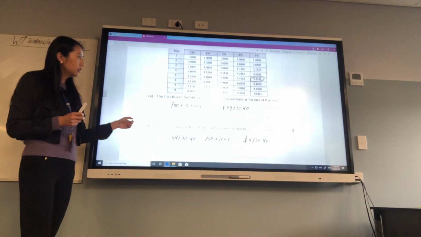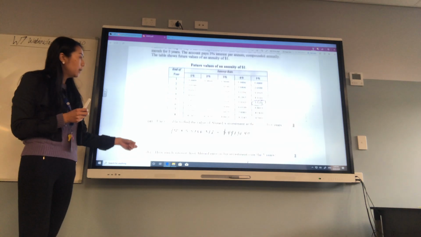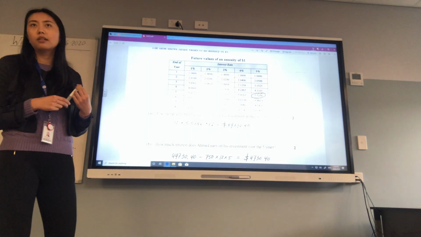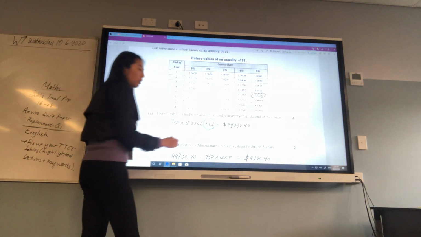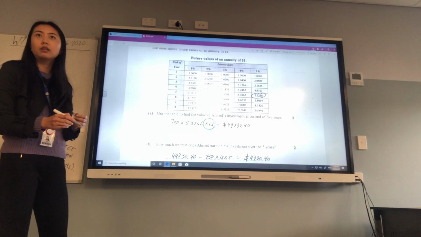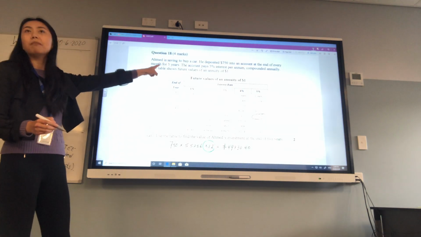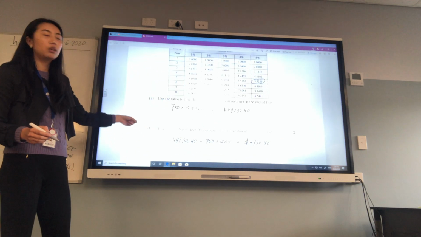Question 18. For this one, it's easy to find that value, but it says you need to find at the end of the year how much money he has. So don't forget to times the whole thing by 12. This is what a lot of people will leave out, right? Just make sure that you read the question carefully. He's making a monthly contribution, so it's going to be the whole thing times by 12.